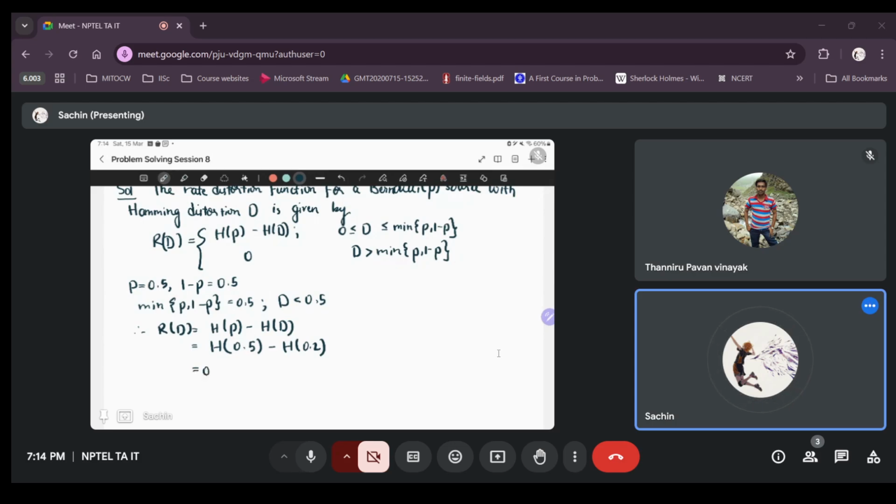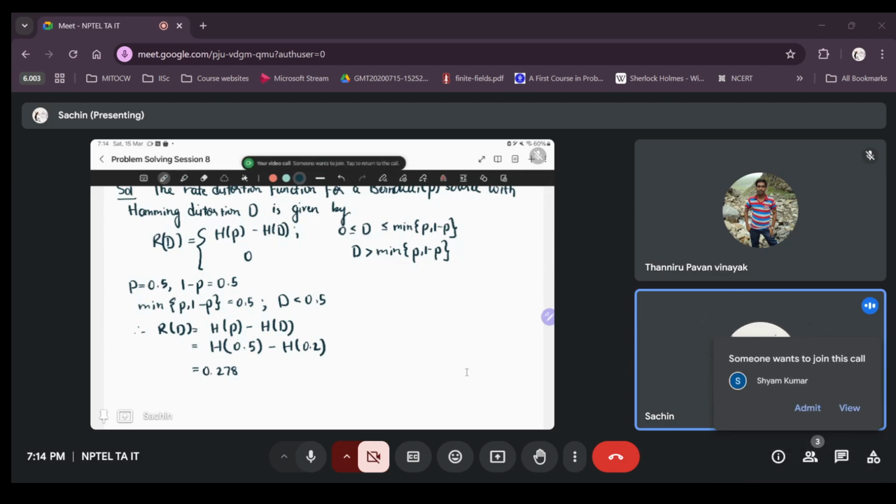It turns out to be 0.278. I'll leave the computation to you. H of 0.5 is 1. H of 0.2, you will have to go to a table and see what it is, and then subtract that from 1.